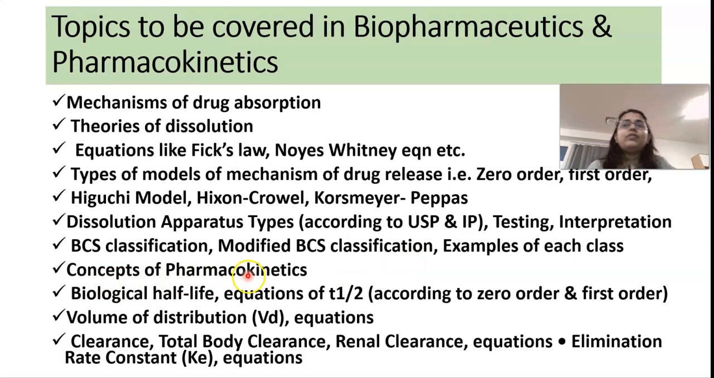Then the concept of pharmacokinetics. Yes, pharmacokinetics contains ADME. So you need to remember what ADME is, and the equations under that. Biological half-life, the equation of T half, zero order, first order. Like I said, you have to learn the equations as well. Then volume of distribution, the definition of volume of distribution you have to remember. Then clearance, total body clearance, renal clearance, these equations, with small definitions. So please focus on that.